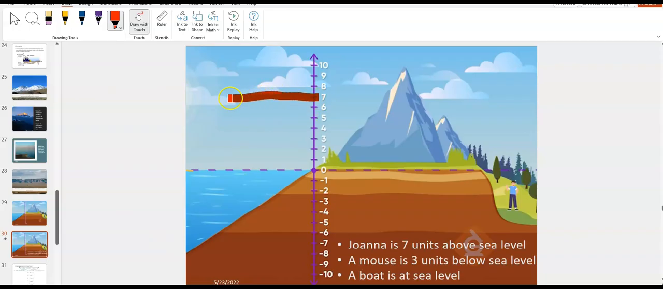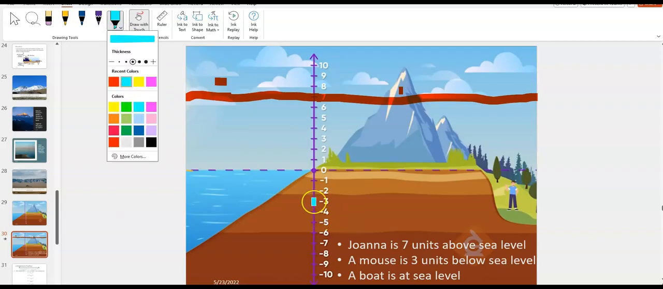All right, so if you drew Joanna anywhere along this line, you did it correctly. That would be 7 units above sea level. So she could have been standing on the mountain. She could have been a superhero flying through the sky. She could have been parasailing or in an airplane. As long as it was on that red line, you were good to go.